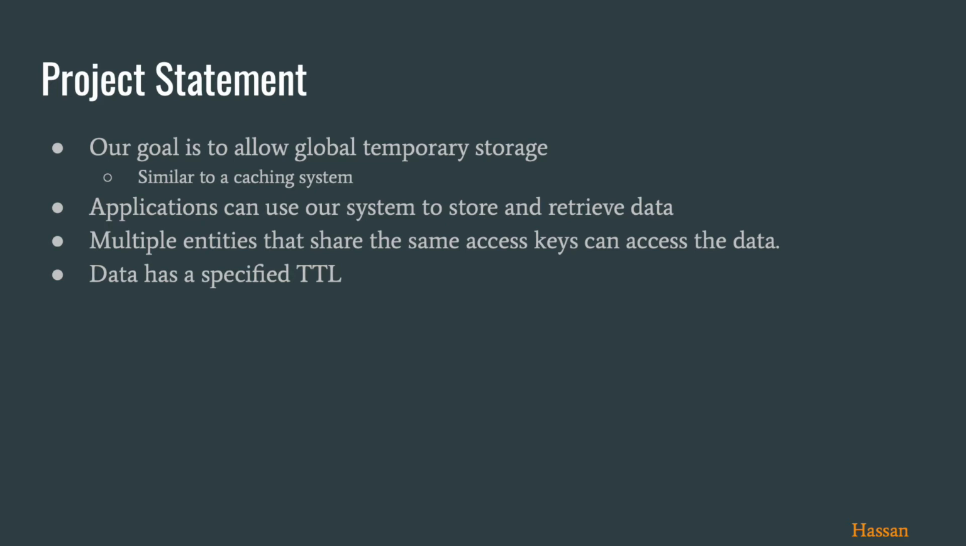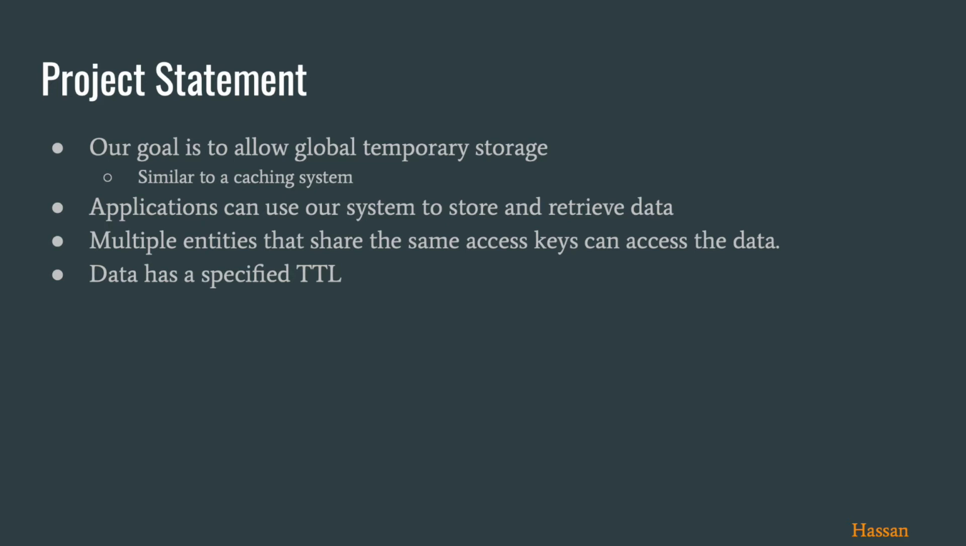So our overall objective for the project was to create an application that acts as a temporary global storage service, meaning that data would be sent out and it'd be stored on the cloud for some allocated amount of time before access to it is expired. So it's kind of similar to a caching system in a sense, as data is held for a short period. And in our view, we see applications using our system to store and retrieve data.